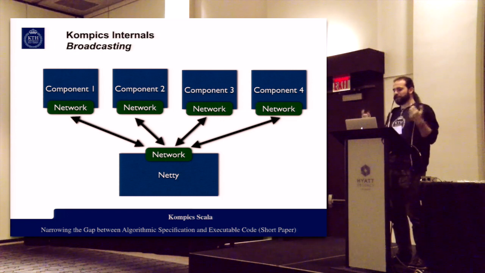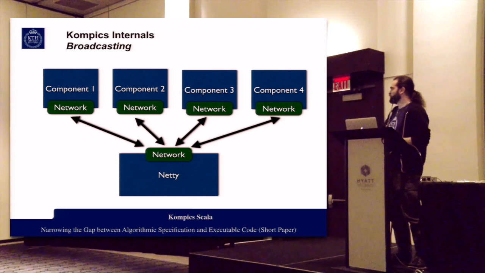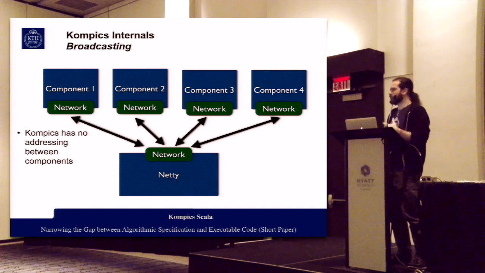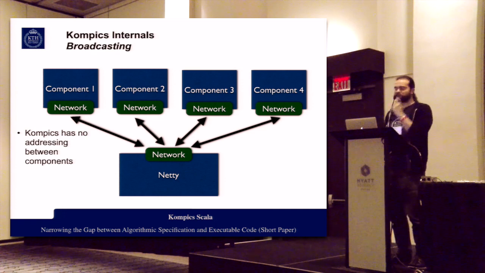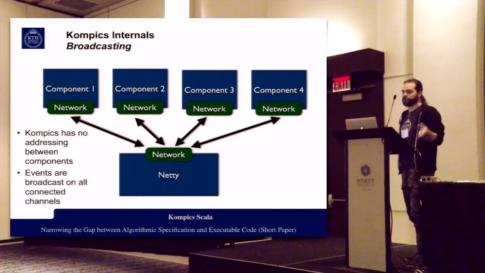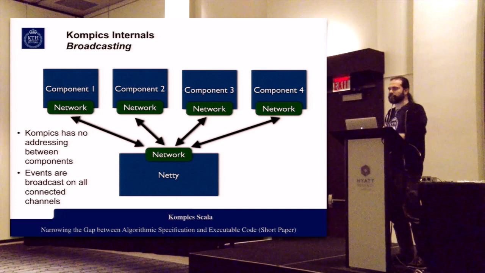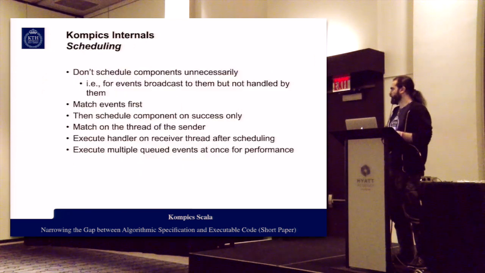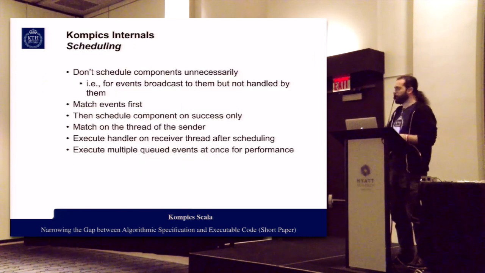First of all, if you have a bigger setup of components, for example, a network component implemented by Netty usually in Kompics, and a bunch of components that use network, all of them are connected to the same network component, and when a message comes in over the network, it's going to get broadcasted to all the connected components. Okay? In Kompics, there's no addressing. That is the major difference between Kompics and actor systems: actors can be addressed while Kompics components cannot be addressed. The only way to get messages to them is via connected channels. Okay, so that means all events are always broadcasted along all channels.